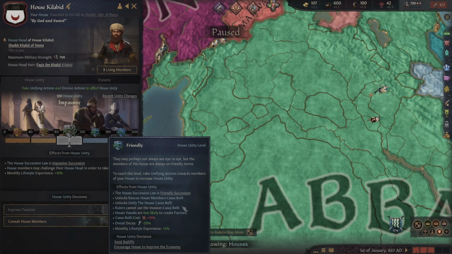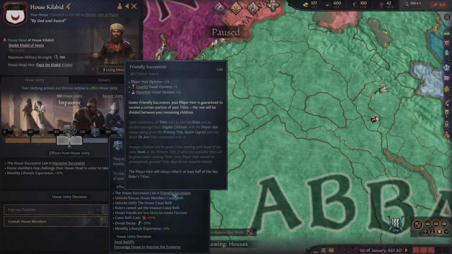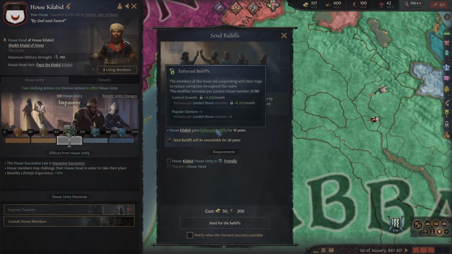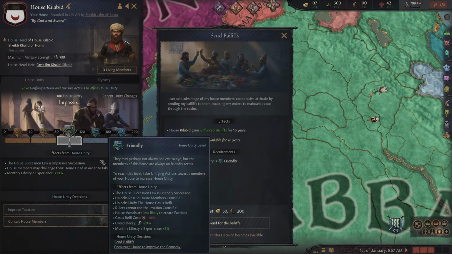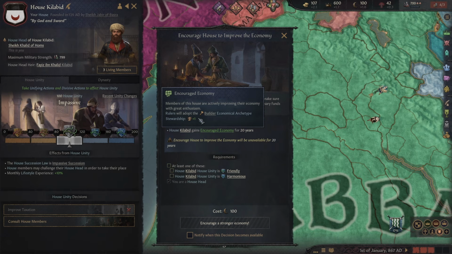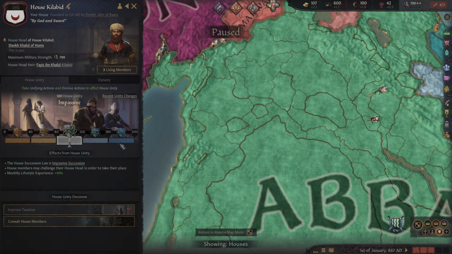House members can challenge the house head for leadership, and you get access to 2 new CBs, where you can declare war to release your house members from prison, or you can attack a realm to vassalize a house member that holds land there. You get friendly succession, which is just like high partition, where all children inherit, but your primary heir inherits at least 50% of your titles. House unity decisions for this level are set bailiffs, where you increase your popular opinion and control growth, and encourage house members to improve the economy, where you get a point in stewardship.